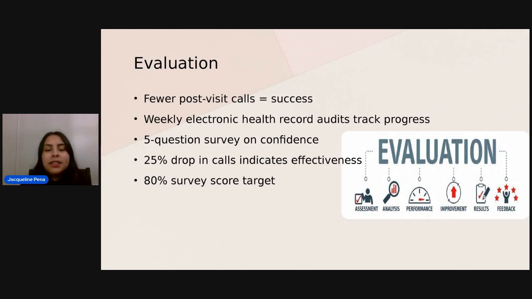To evaluate the effectiveness of the teach-back method, nurses will collect both qualitative and quantitative data. One key metric used will be the number of post-visit phone calls from caregivers asking for clarification on post-visit instructions 7 days after the visit. The data will be tracked every week for 1 month before and after implementation of the proposal through the electronic health records audits. The goal is to decrease the call volume, which would indicate that there's an improved understanding of the instructions given during the visit.